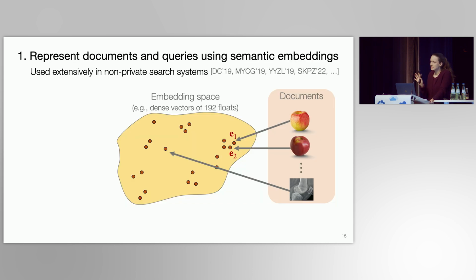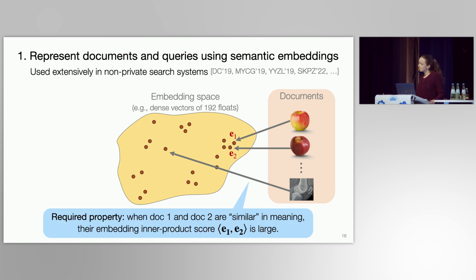And as I mentioned, how we're going to do this is we'll start by representing documents and queries using semantic embeddings. So our Tiptoe servers start out with some public crawl of the web, which I'm representing here as just this set of images. And so what our server is going to do is it's going to take every document and map it to some point in an embedding space using an embedding model. And really, you can think of these embeddings, for example, as dense vectors of 192 floats.